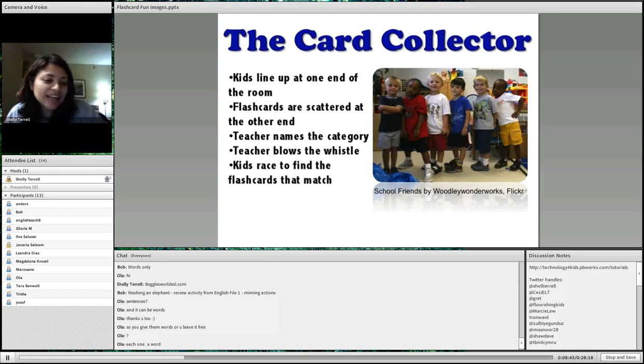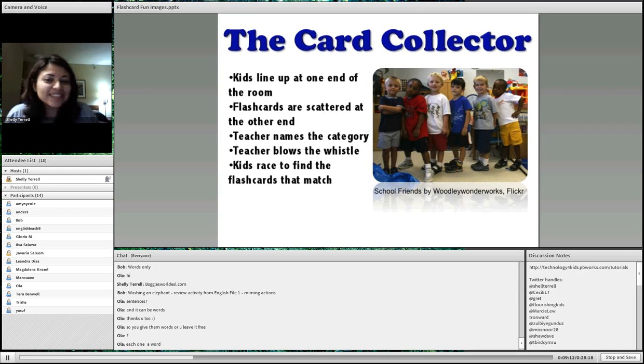Ola asked, so you give them words and you leave it for free? With the flashcards, since it's a flashcard game, I give them the word. It's a fun way to review vocabulary words for the week. But there are times when I do leave it for free. But if I'm studying vocabulary words in a vocabulary word set and I want them to review it, then each of them will draw one word from that list, and then they can all have a good time listening to the story that comes about it.